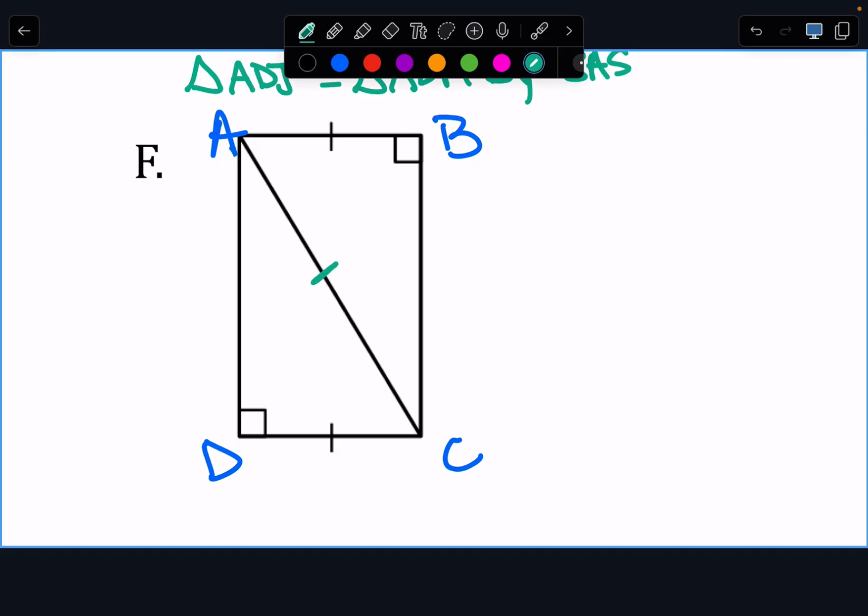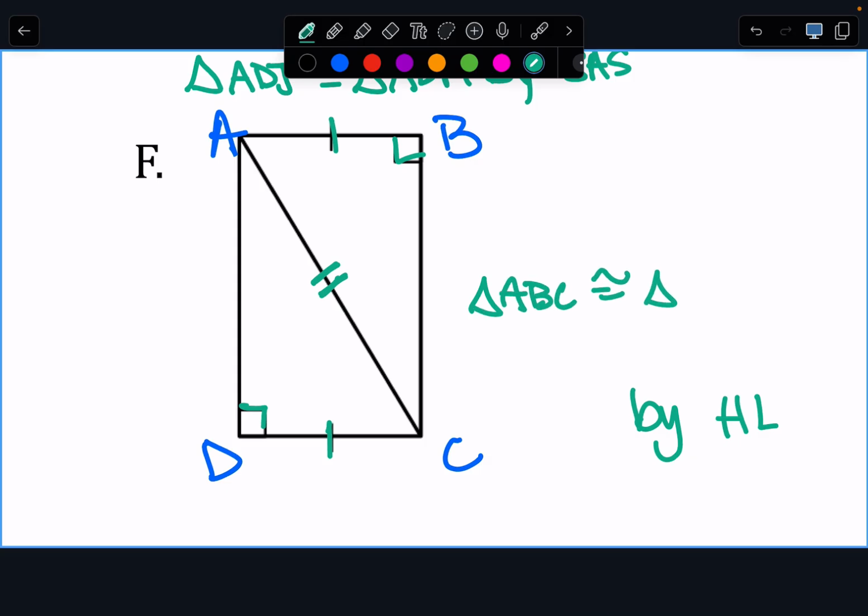So we can mark AB as reflexive. What theorem are we going to have to use? Okay, this one is hypotenuse leg. We have a right triangle, the hypotenuses and a leg congruent. So triangle ABC is congruent to triangle CDA by hypotenuse leg. Okay.